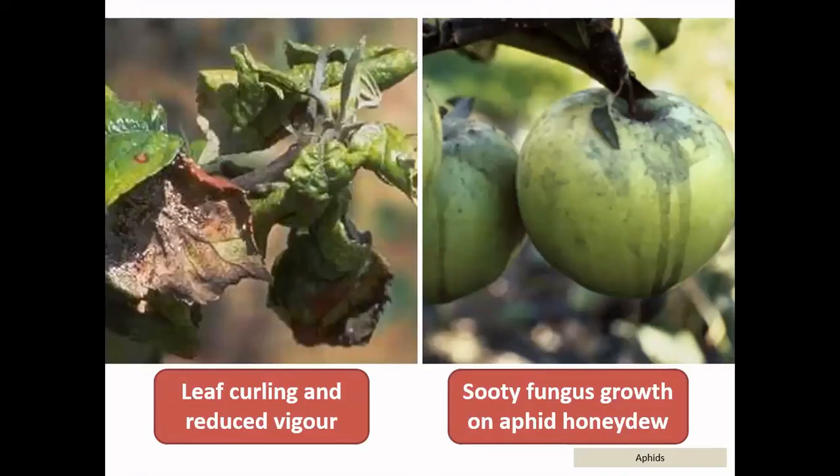With green apple aphid feeding, you can see leaf curling that occurs. With feeding, they also secrete a very sticky substance called honeydew, and it's not uncommon for sooty mold to develop on top of that. And with the presence of sooty mold, then it can leave the apples unmarketable.